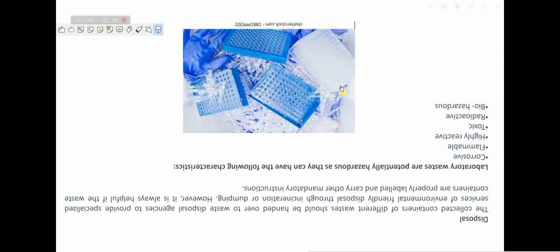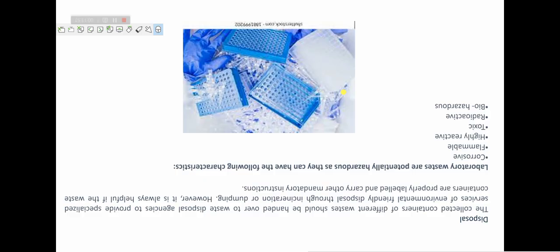Now we will talk about the disposal. The collected containers of different wastes should be handed over to the waste disposal agencies to provide specialized services of environmentally friendly disposal through incineration or dumping. It means the containers which are collected will have different types of waste, so when we are dumping, we have to keep in mind which kind of waste we are dumping in a particular waste disposal.